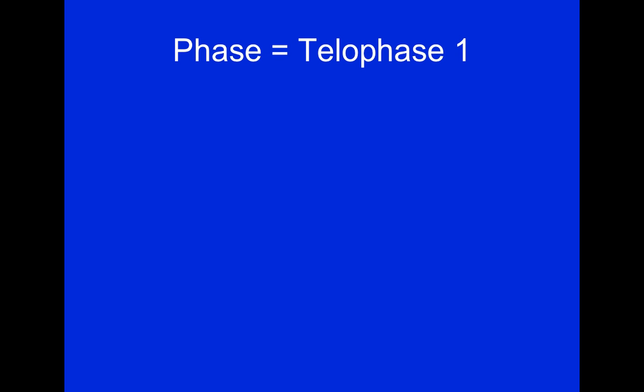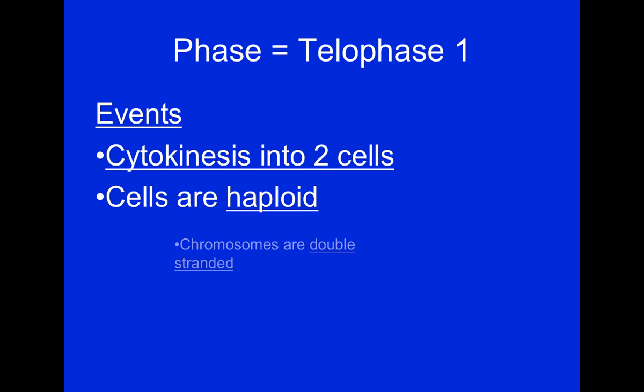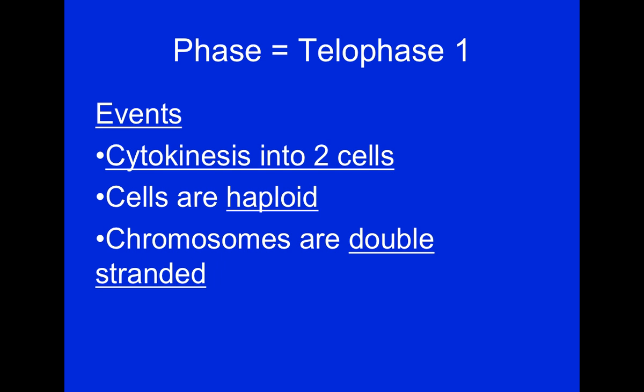The next phase, and the last one on this side, is telophase 1. In telophase 1, we get cytokinesis into 2 cells. The cells now change from being diploid to being haploid, but the chromosomes are double-stranded.